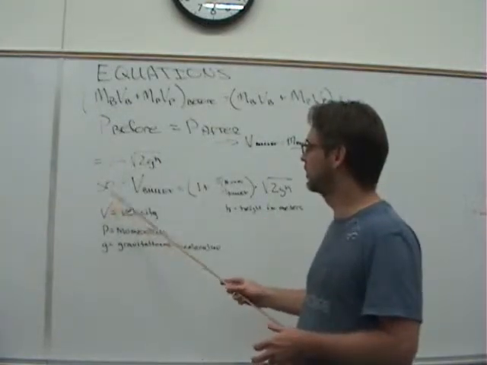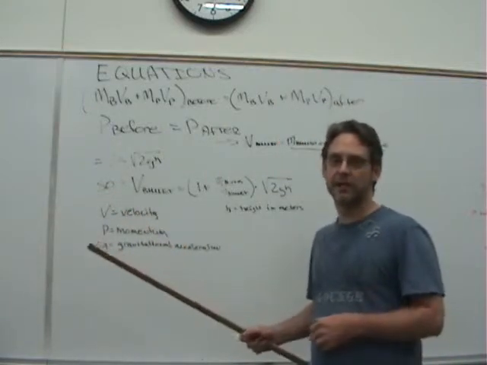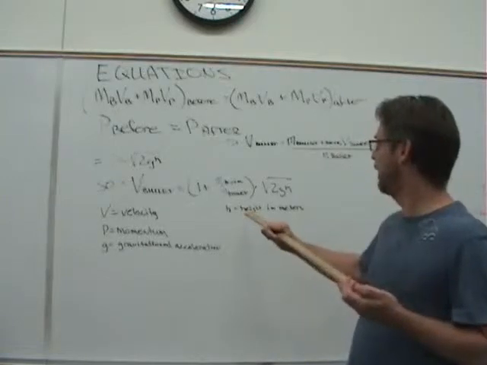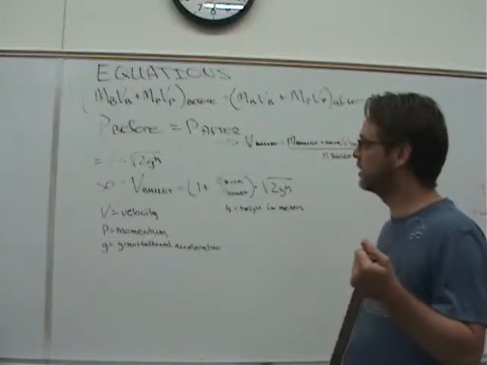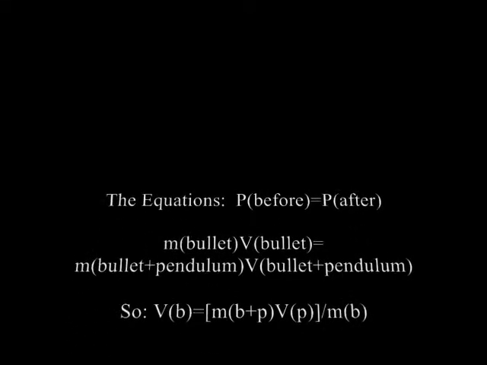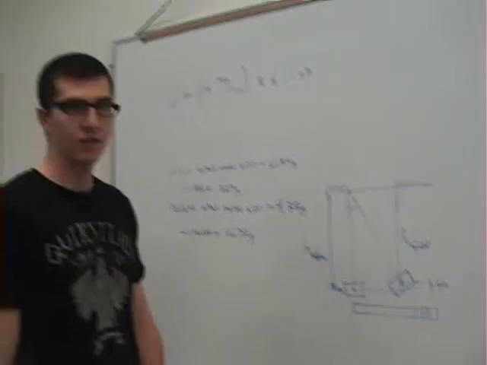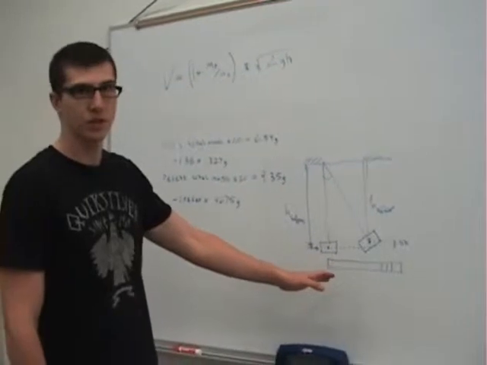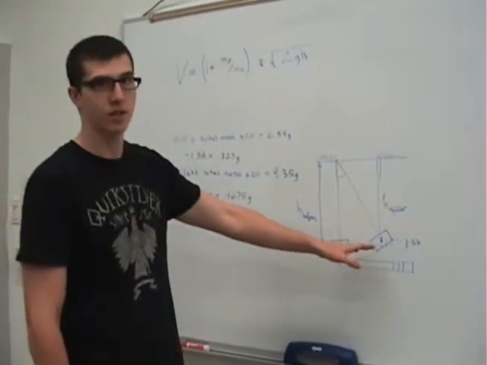Our variables that we're using in our equations: v stands for velocity, p stands for momentum, g stands for gravitational acceleration, and h is height in meters. The ruler that we're using is in inches, so there is a conversion that we have to do from inches to meters. This is a picture of what our pendulum is going to do, and we need to calculate how high from the starting point to the ending point the center of mass goes above the ruler.